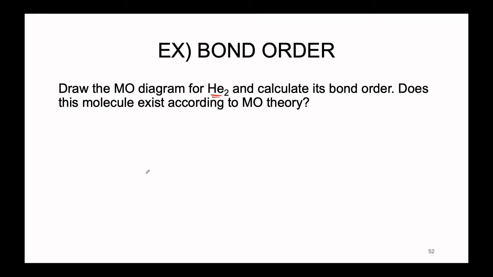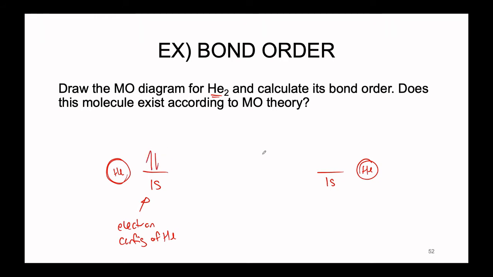We are going to start with our 1s orbital on the left. Again, this refers to the electron configuration of helium. We're always going to start with one of our atoms on the left-hand side, in this case helium, as well as another atom with its 1s orbital on the right-hand side, also helium, with its own electron configuration. Each individual helium has an electron configuration of 1s2. So we're going to put those 2 electrons into the individual 1s orbitals as we combine these 1s orbitals together.